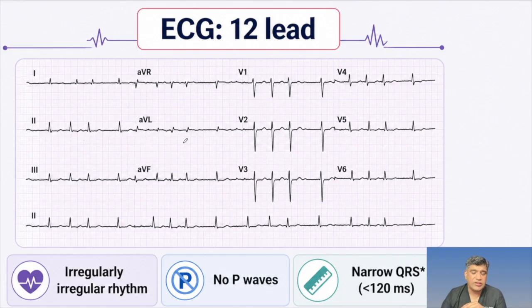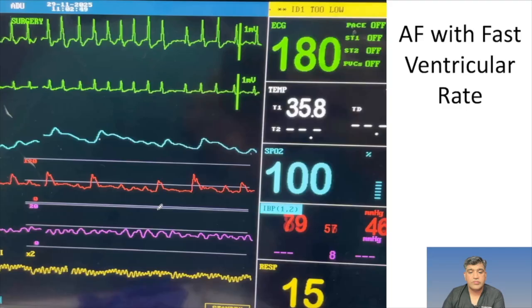This is a real ECG. We can see an irregular rhythm. This RR interval is different from this, and this is different from this. No P waves. You can see there should have been a P wave here, and here. There are no P waves. The QRS complex is narrow, less than 120 milliseconds. So irregular rhythm, no P waves, narrow QRS. This is how we identify the ECG of atrial fibrillation.